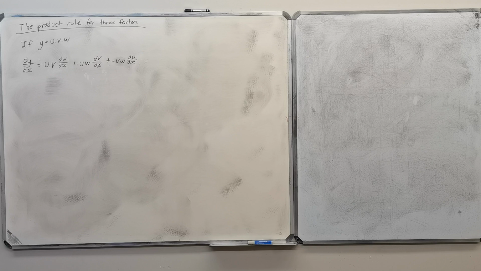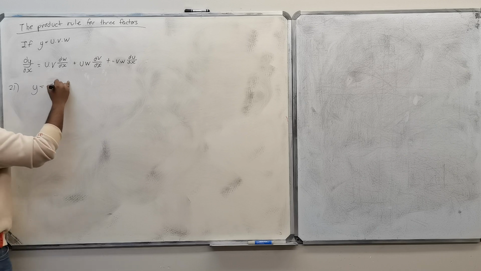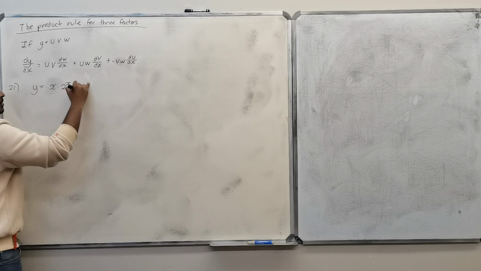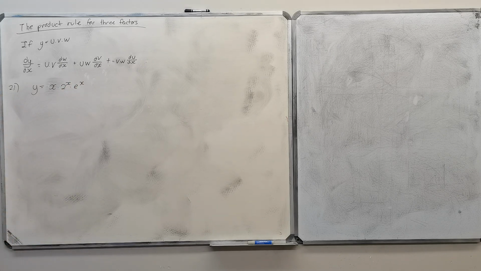Okay, so it's question 21 of the exercise, right? It's y is equal to x times 2^x times e^x. Looking at this, this is u, that's v, w. 3 different terms. Okay?